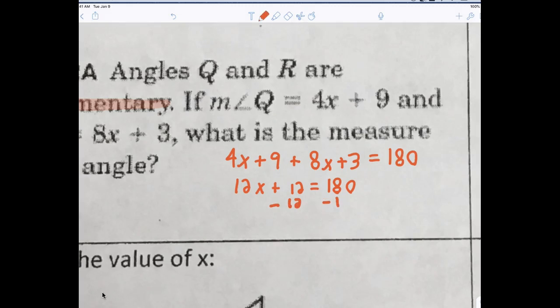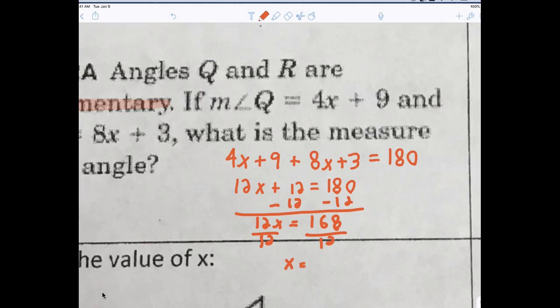Now remember how I told you how to subtract. So now it would be 168. Wow, look at you. Good job. 168 equals 12x. Now you have to divide by 12. Exactly. Remember, this should be easy mental math for you.